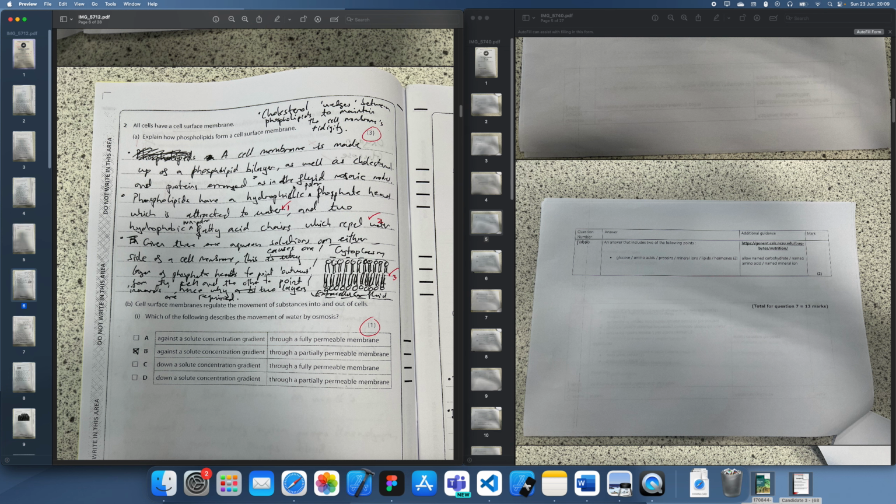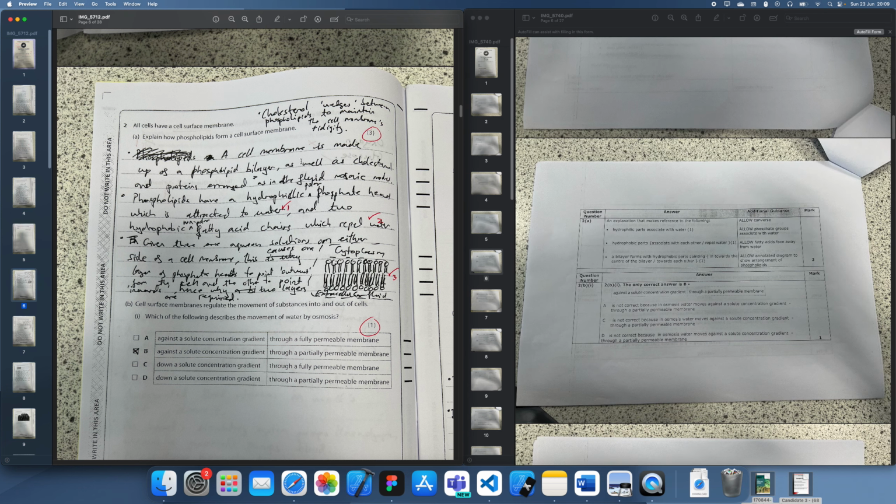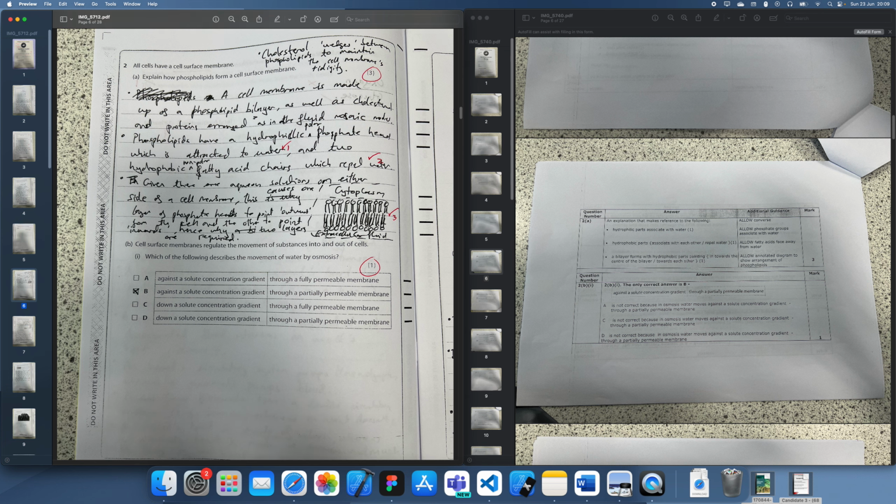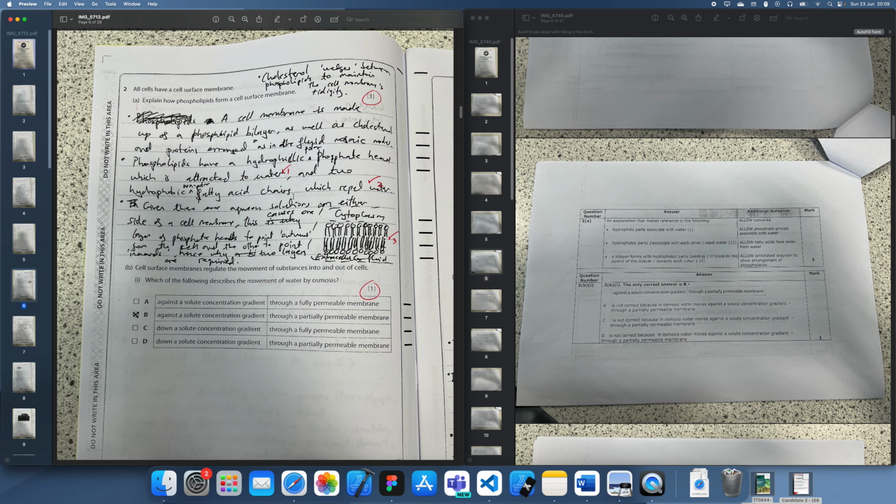Now number 2 is a phospholipids question, and I think I'd seen a question very similar to this beforehand. See, I even drew this diagram.